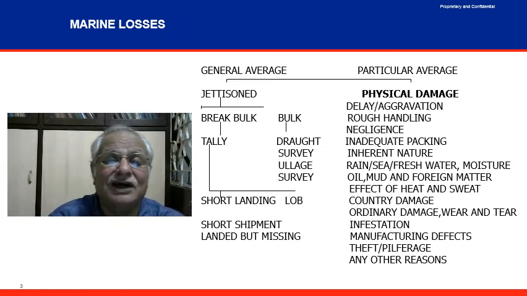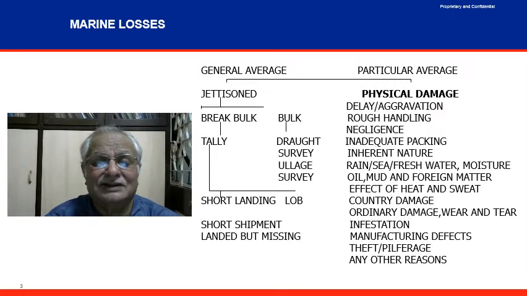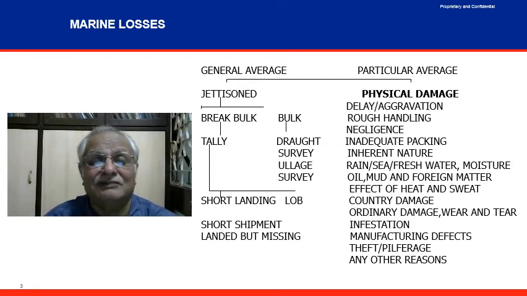Inherent nature of cargo is not covered. Spontaneous combustion, the liquefaction of the cargo, the evaporation of cargo, the adherence of cargo. So these are all losses attributable to the inherent nature of cargo, which is not covered under the policy. Rain, seawater, fresh water, moisture damage, rainwater damage, of course it is covered under the policy. You try to find out by silver nitrate test whether it is rainwater damage or seawater damage.